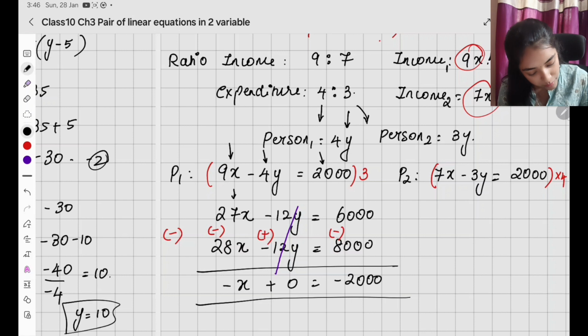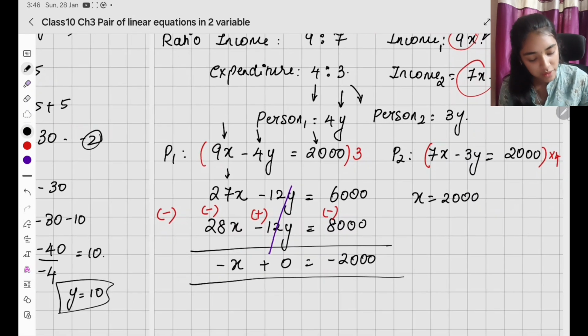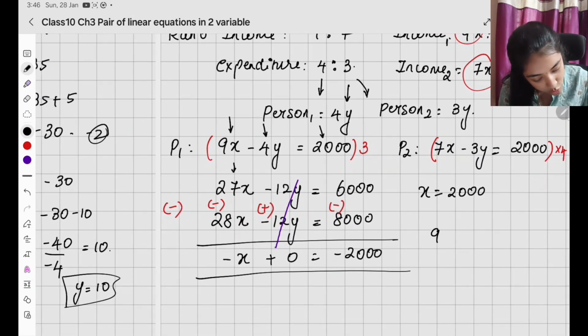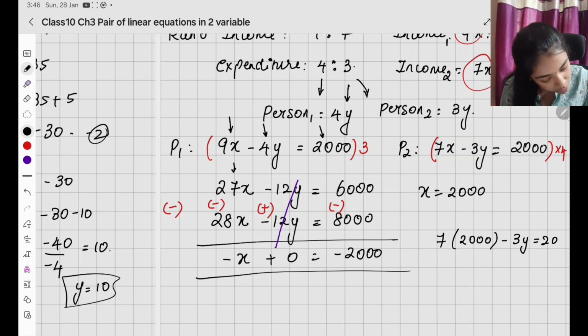So we have from here x equals 2,000. புரிஞ்சுதா? இப்போ other variable எப்படி கண்டுபிடிக்க போறோம்? Substitute in one of the equations. So you have 9 into, இல்ல second equation எடுத்துக்கலாம். You have 7 into 2,000 minus 3y equals 2,000.